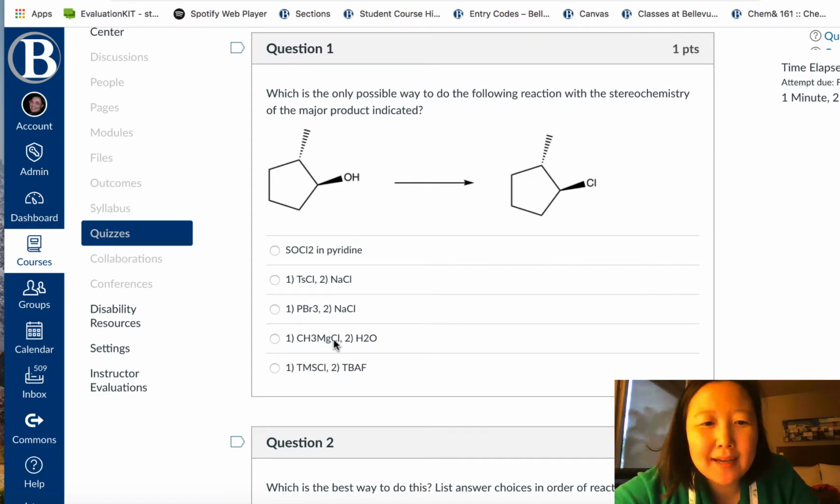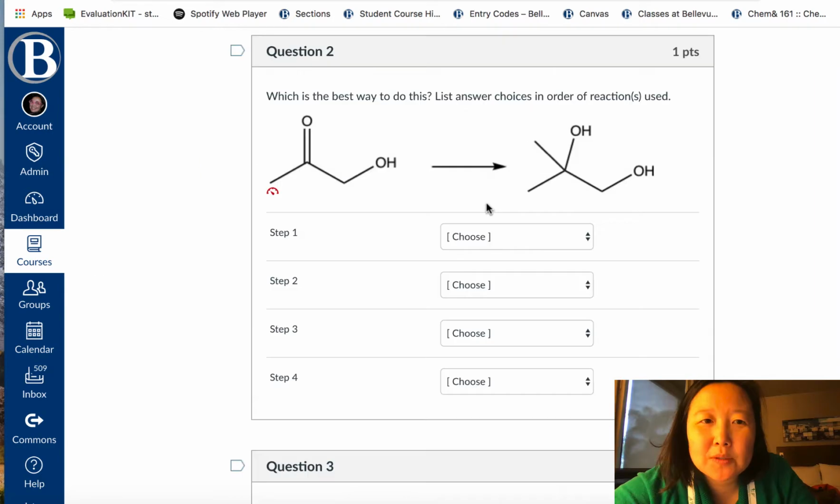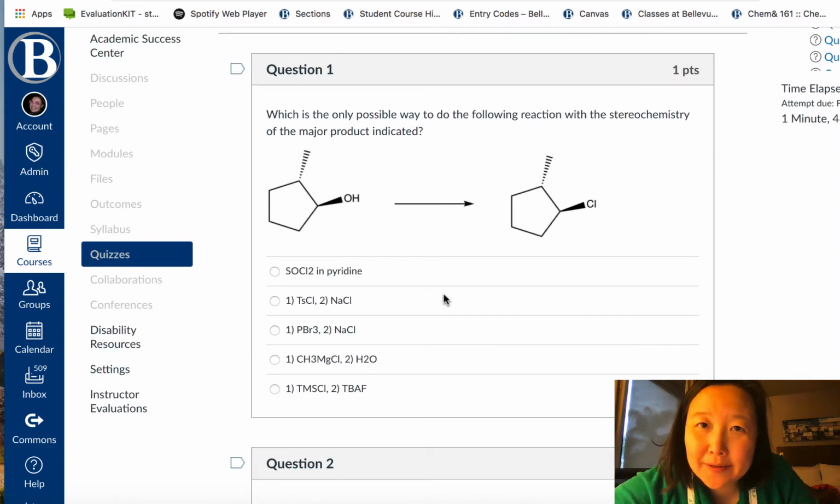And then a Grignard reagent with chlorine instead of bromine, which is okay, but we have a CH3 group. We don't want that, right? And TMSCl, that just changes this to an OTMS group, which is a protecting group, and then we reverse it to get the OH back, so that's not it. Okay, so the emphasis on this one is stereochemistry, understanding how those reactions work.